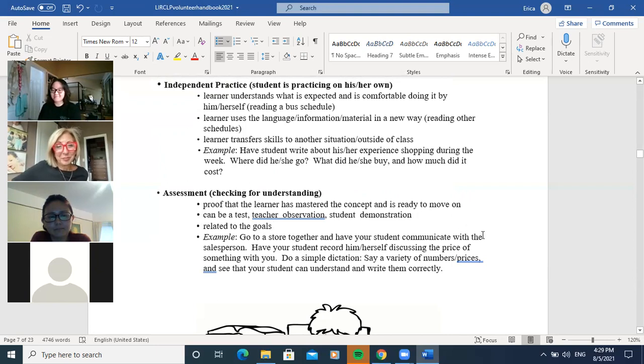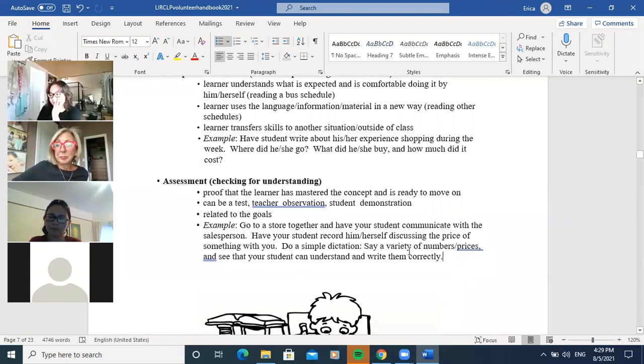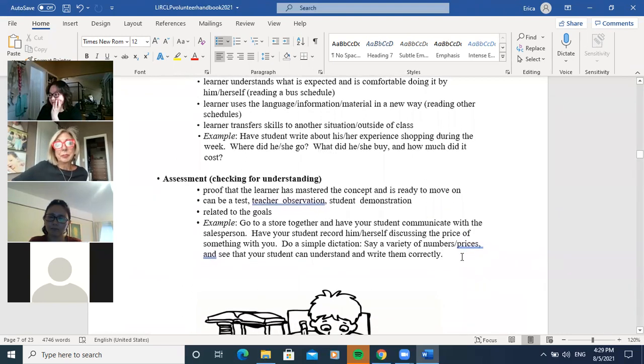It could be, here I have an example of a dictation. You could have them record themselves talking about prices. Everyone has a recording device on their phone. If you did past tense verbs, maybe it's just a prompt: what did you do last week? And then you're listening. It is an assessment because you're checking if they're using those past tense verbs or not. There's a lot of things you could do, but just keep in mind, are they showing you their understanding?